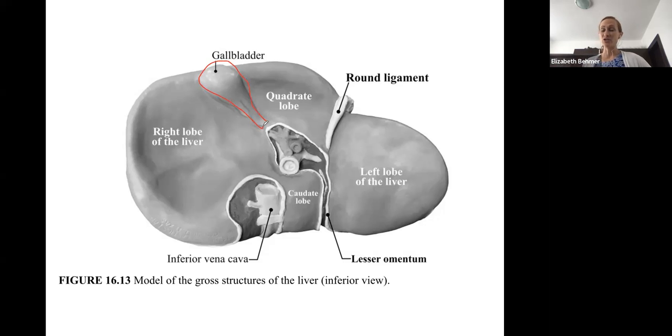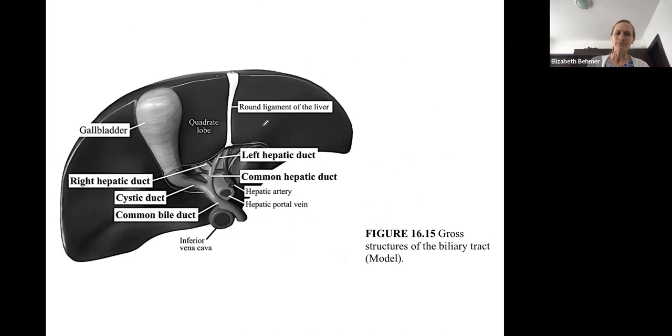Again, the gallbladder stores bile that the liver has created. So you can live without your gallbladder because your liver will continue to secrete bile. And bile, again, is important for emulsifying or digesting fats.